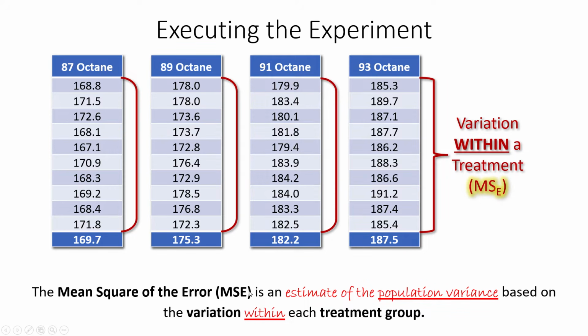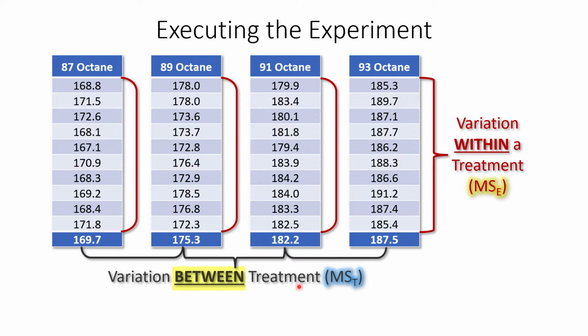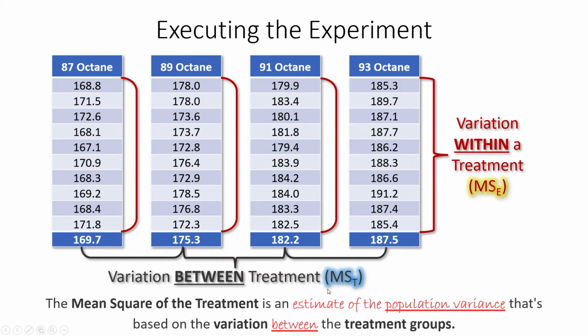Now, that's one way to estimate variation. The other calculation that we're going to make is we're going to look at the variation between treatment groups, okay? So this is variation within a treatment group. There is variation between different treatment groups. And we're going to take this variation between the treatment groups and make a second estimate of the population variance. This is going to be called the mean square of the treatment. And that's exactly what it is. The mean square of the treatment is an estimate of the population variance based solely on the variation between the treatment groups, okay? Between the treatment groups.